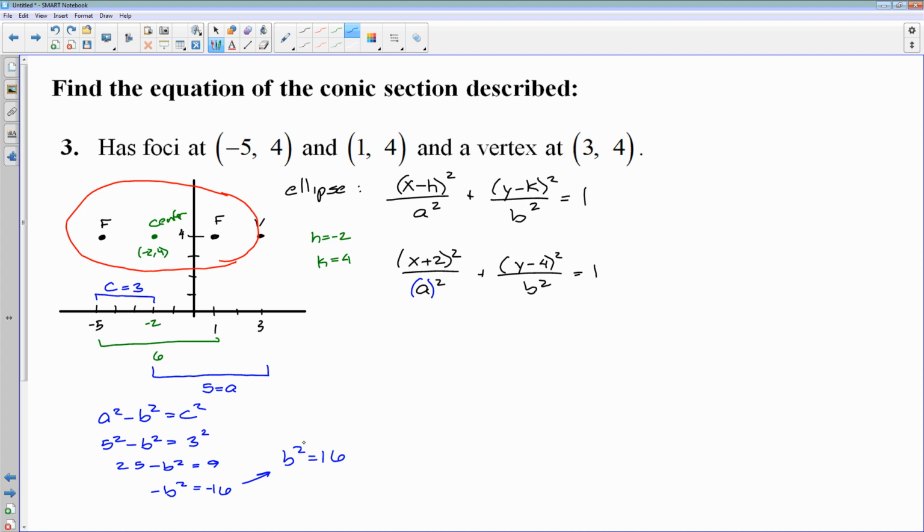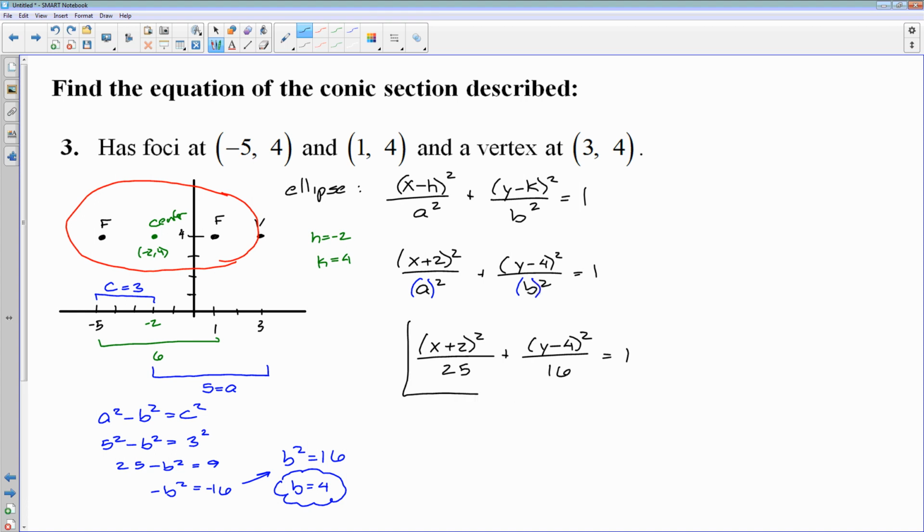And I'll actually stop right there because, just like the last problem, my equation actually asks for b², and I have b² here. If you wanted to go one step further and actually take the square root and say b equals 4, you could, but when you plug in b equals 4, you're just going to end up squaring it anyway and going back to 16. So now that I have a and b, I'm going to plug those in. My final equation is going to be (x + 2)² over a², which is 5², or 25, plus (y - 4)² over b², which is 16, equals 1.